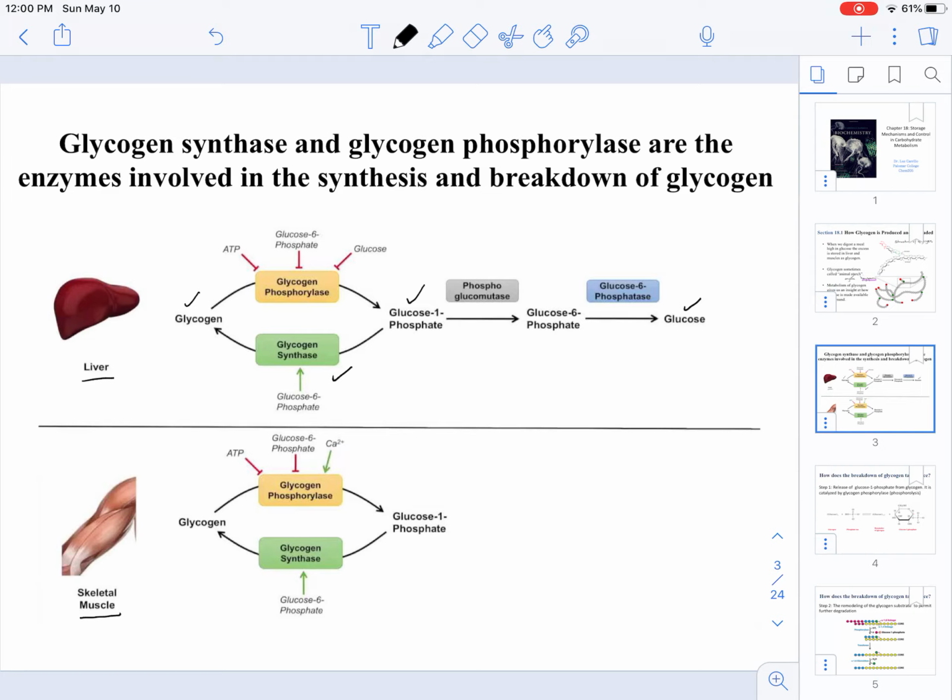So, phosphorylase breaks down glycogen, while synthase is going to synthesize glycogen. And as you can see, those enzymes are also present in skeletal muscle.